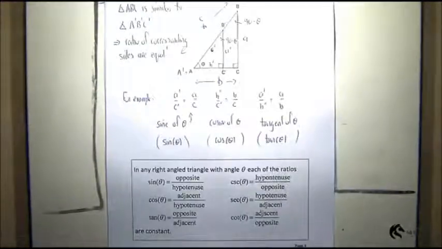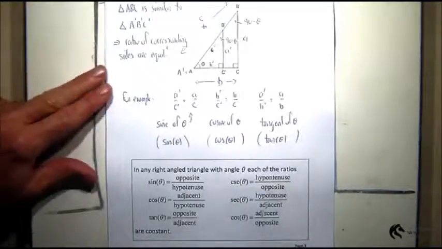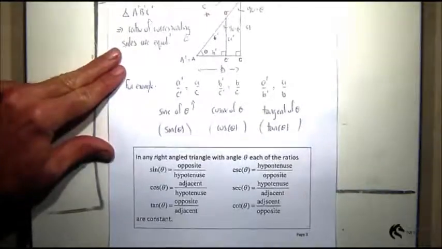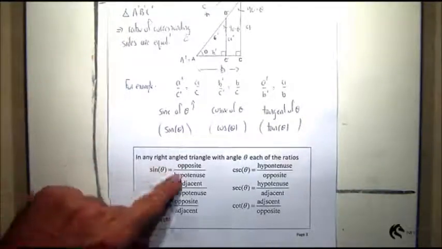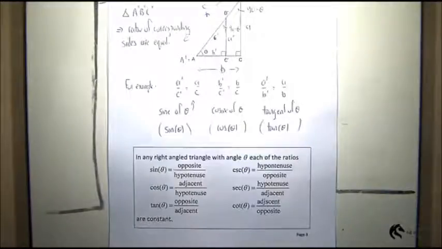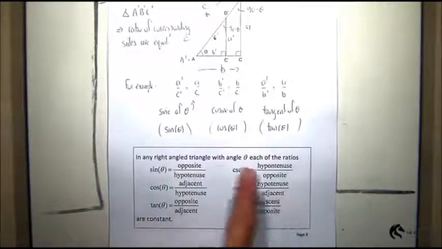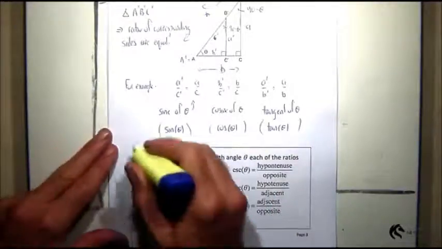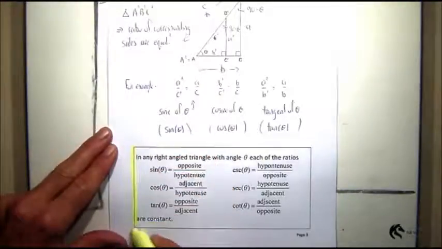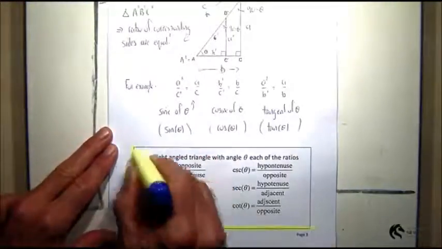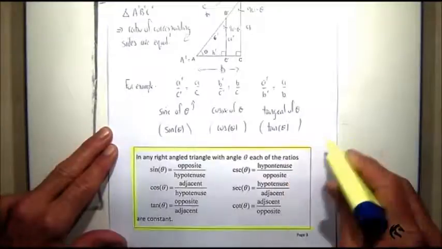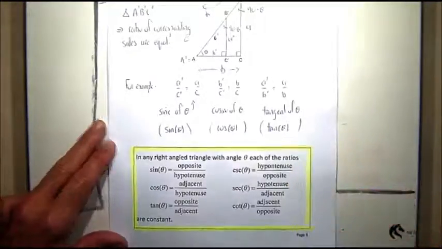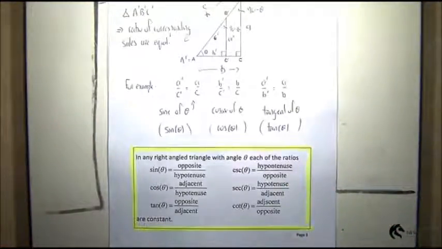So here I've actually taken the liberty of writing them out. Instead of just using A dashes and C's, I've used opposite and hypotenuse. So they are the 6 possible pairings that I could get. And so in any right angle triangle, each of these ratios is constant, and that is the basis of all our trigonometry. So we are going to make use of this for the next 3 lectures.